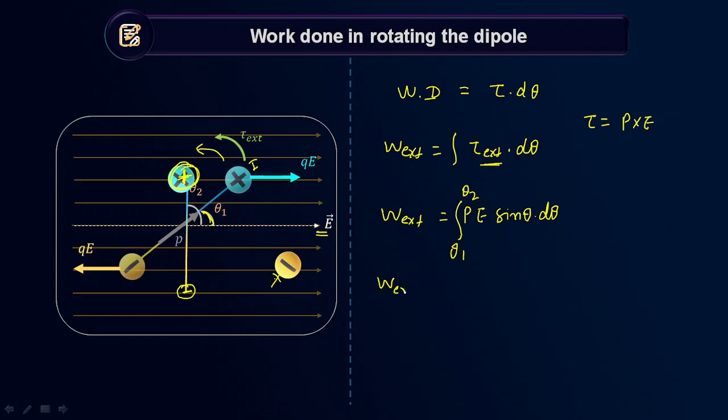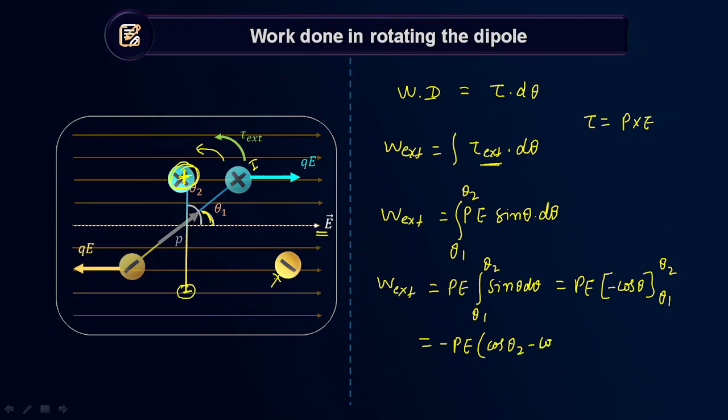So we can write the work done by the external agent as P, taking it outside, the integration of sin theta d theta from theta 1 to theta 2. Now the integration of sin theta is what? Not cos theta, it is minus cos theta. So we can write PE into minus cos theta from theta 1 to theta 2. So we can write it as minus PE times cos theta 2 minus cos theta 1. So this is the work done.